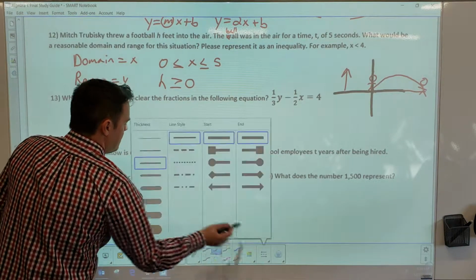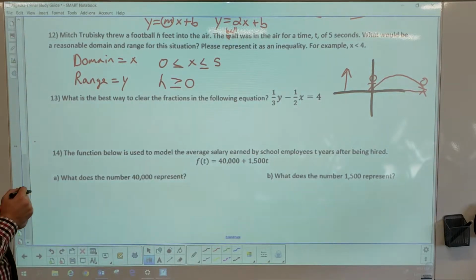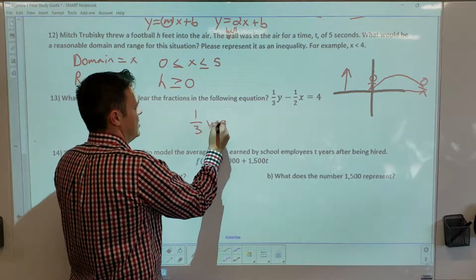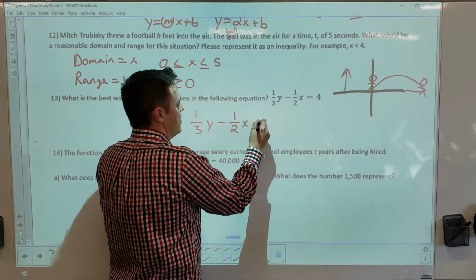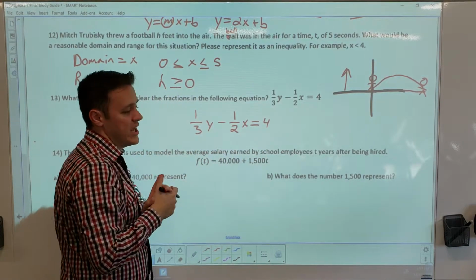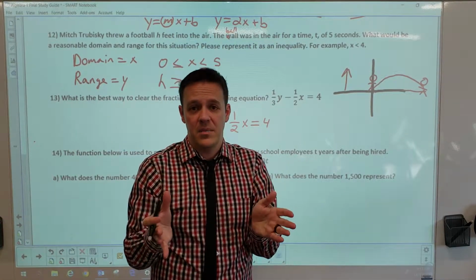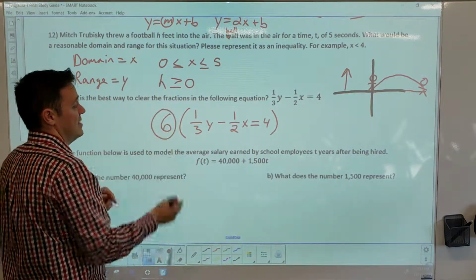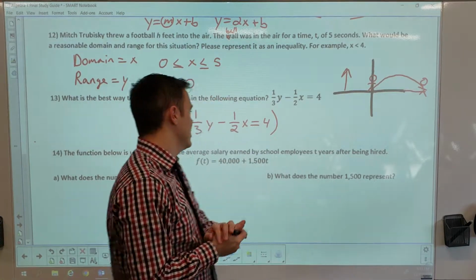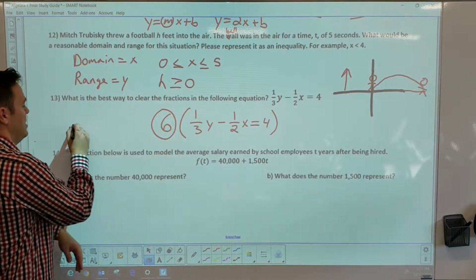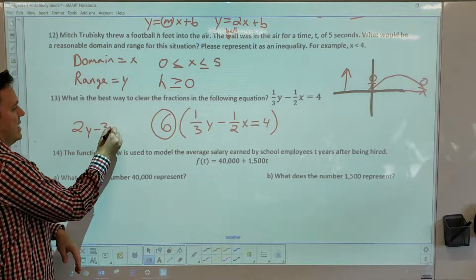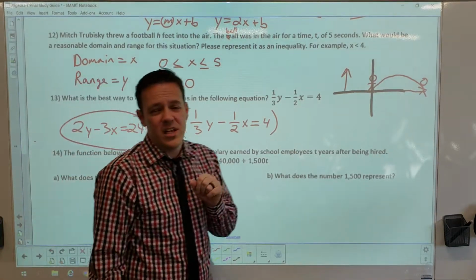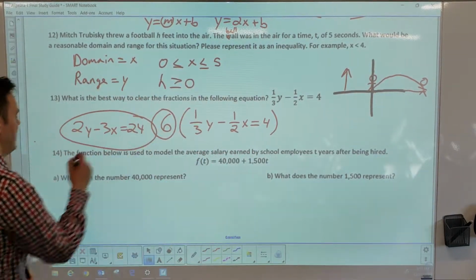Next. What is the best way to clear the fractions in the following equation? Well, in order to clear a fraction in this equation right here, if I want to get rid of this fraction, I've got to multiply it by the common denominator. And so the common denominator with this would be 6, and that's the answer. If you multiply it by 6, you would simplify this, so that would be 2y minus 3x equals 24. Do I want you to do that? Nope. I want you to tell me how you would get rid of the fractions: multiply it by the common denominator.